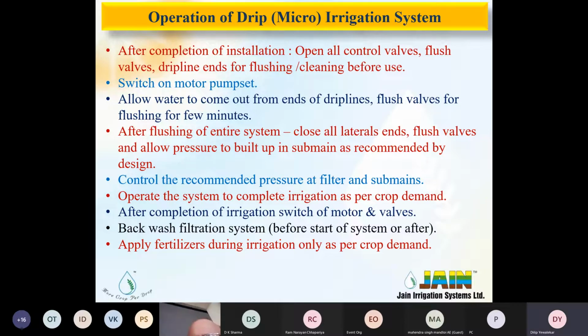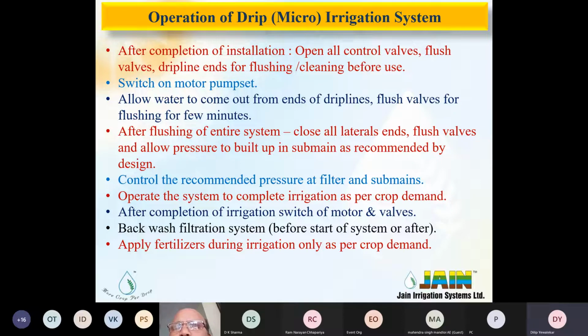Then once the installation has been done, the operation of the system has to be followed. How to operate the system? After completion of the installation, first open all the control valves, flush valves, and drip line end flush valves. That means the entire set of valves should be kept open for cleaning and flushing. Before starting, they clean the entire system. Thereby, if by chance any part or debris remained in the pipeline during installation, it gets flushed out under pressure.